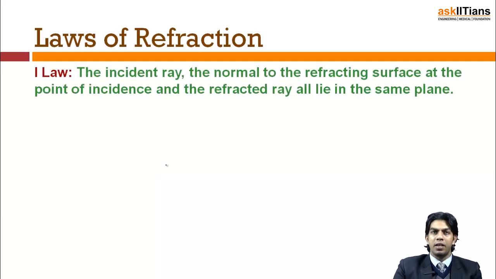The first law is, let's say, the exact photocopy of the first law of reflection with simply a change in this term. The incident ray, the normal to the refracting surface at the point of incidence, and the refracted ray all lie in the same plane. That's the first law. We had a similar law in the law of reflection, where the incident ray, the normal to the reflecting surface at the point of incidence, and the reflected ray all lie in the same plane. But here the phenomenon is refraction, so in place of reflection I have refraction.